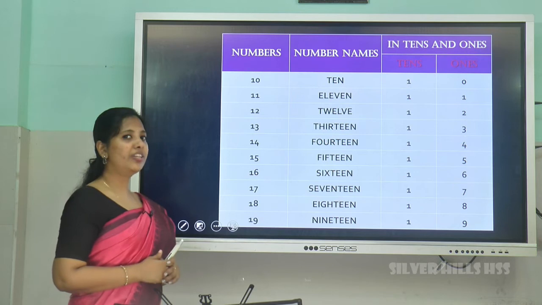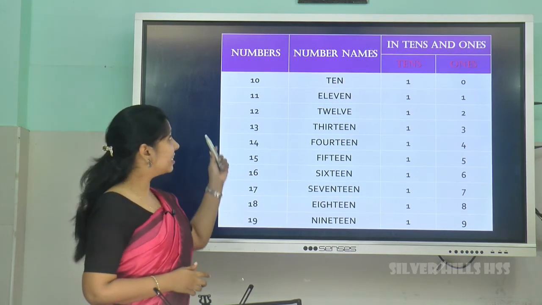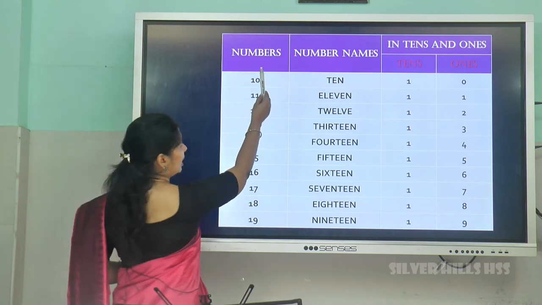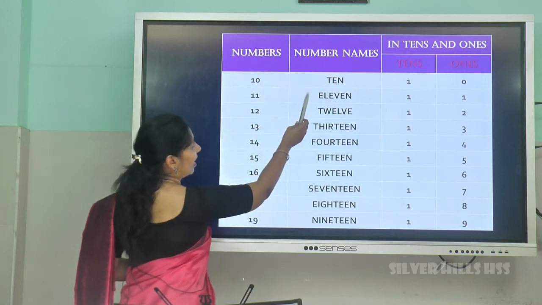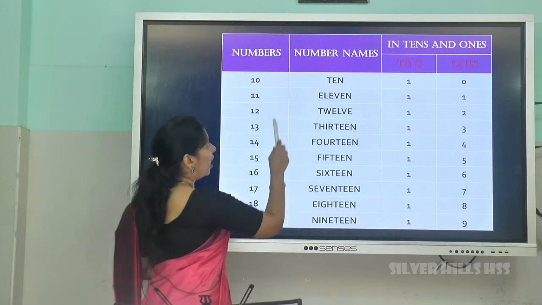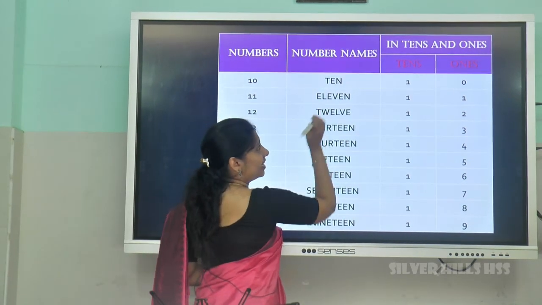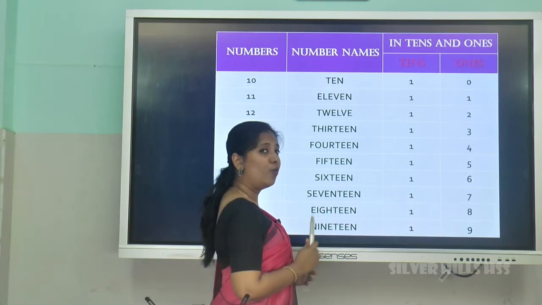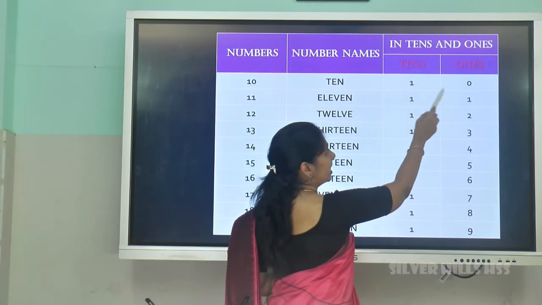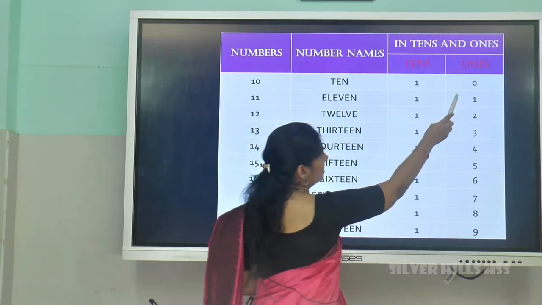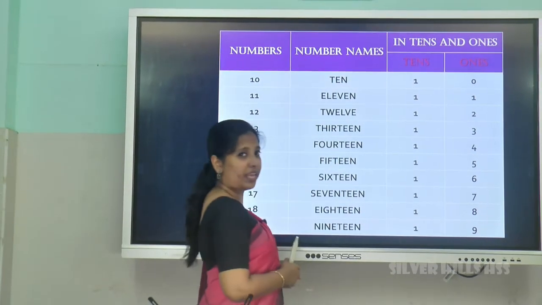So, we will summarize here. Okay, you can see the table here, right? Okay, you can see the numbers. 10. What is the number name? How will we spell the 10? T-E-N. 10. How will we represent tens and ones? 1 in tens place and 0 in ones place.